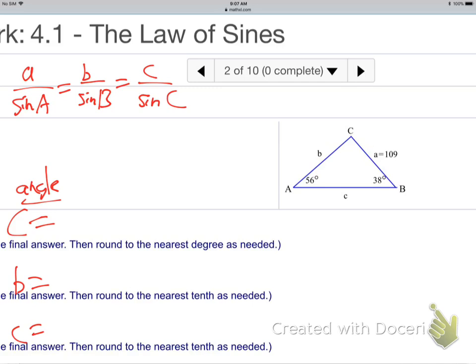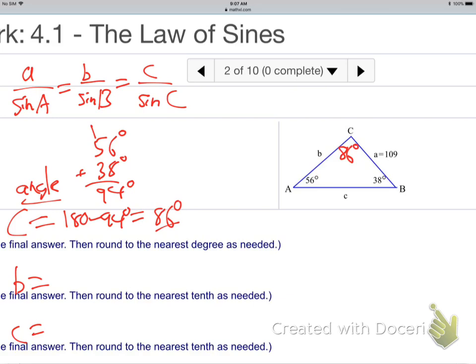So we just say, okay, that's going to be what? 56 degrees and 38 degrees. Add them up. 94. And then take away from 180. That's going to leave what? 86 degrees. So angle C must be 86 degrees to make 180 in that triangle. Okay, good. Now, that was just the total in a triangle. We didn't use the law of sines yet.